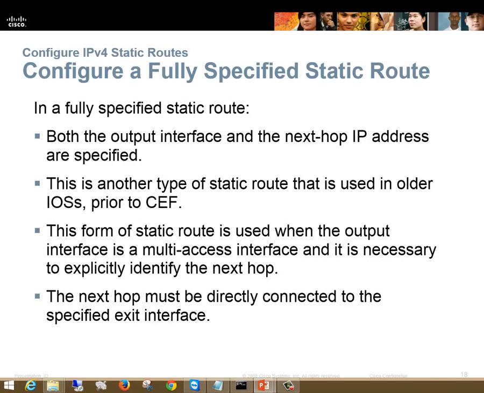In a fully specified static route, both the output interface and the next hop are specified. This is another type of static route that is used in older IOSs. So this was only used in some of the older versions. You're not going to see any of this in the new IOS 11. This form of static route is used when the output interface is a multi-access interface and it is necessary to explicitly identify the next hop. The next hop must be directly connected to the specified exit interface.